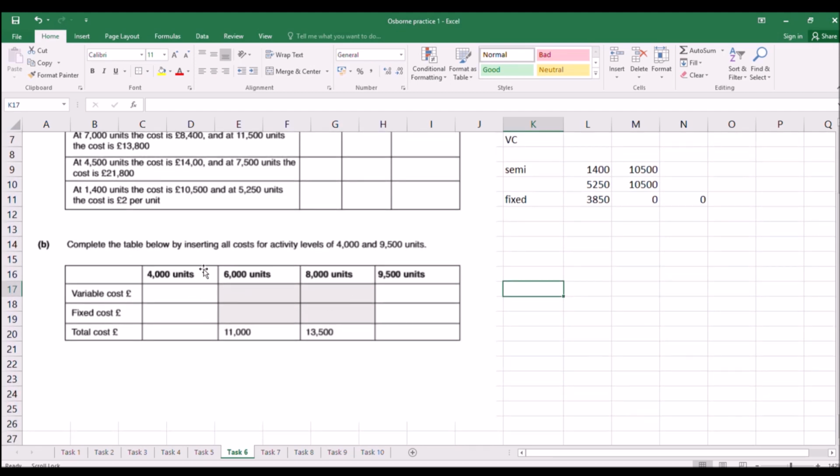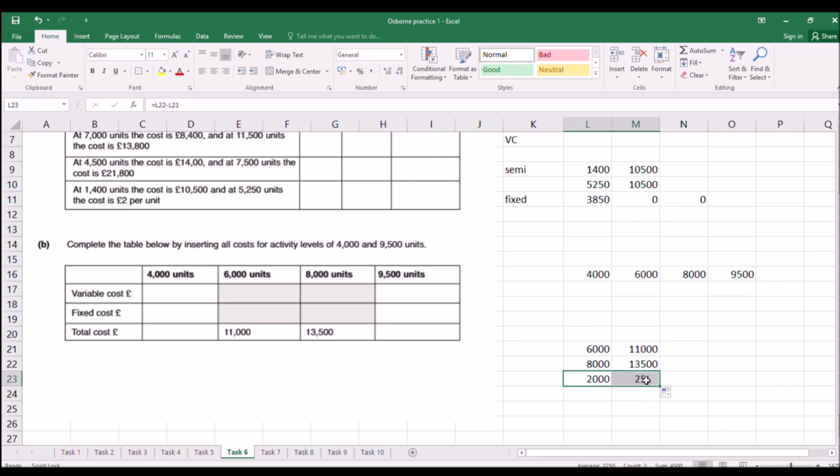Complete the table below by inserting all costs for the activities of 4,000 and 9,500 units. So we've got this table here. Let's just put our table together. 4,000, 6,000, 8,000, and 9,500. The question is trying to tempt you to start dropping numbers in, but we don't do that. We sit down nicely and we do the same thing again. So we've got our 6,000 units in our table, and we've got our £11,000 worth of cost, and we have our 8,000 units, and we have our 13,500 cost there. We deduct one from the other.